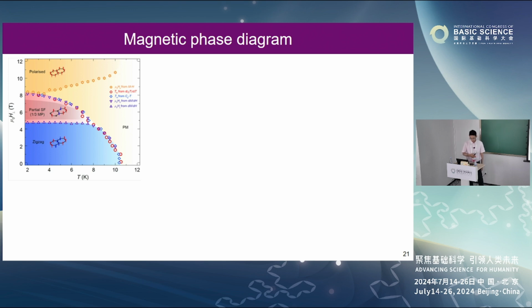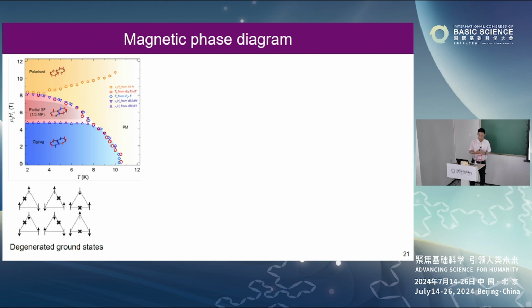So what's the meaning of this kind of plateau phase? People mostly study this kind of plateau phase in the triangular system or Kagome system, because for the triangular system, we know that there is a strong geometrical frustration. So you have many kinds of degenerate ground states. So then from a classical point of view, all these states have equal energy.